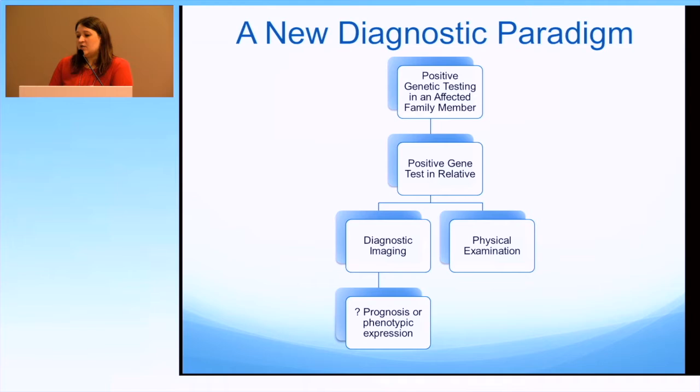So then, if there's a positive gene test in a relative, you do a physical exam, you do diagnostic imaging. We always send to genetics and they decide whether or not they would test. And then the question is, what does that mean for the person? If you have just a genetic diagnosis, but you don't have the physical exam features, you don't have abnormal imaging findings, we don't really know what that means. So what is your prognosis?